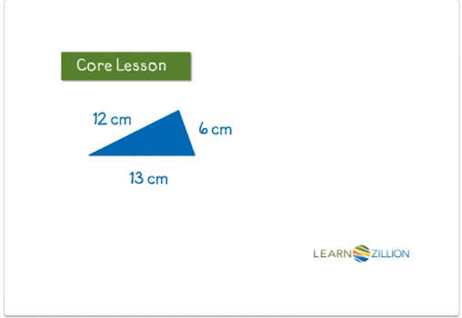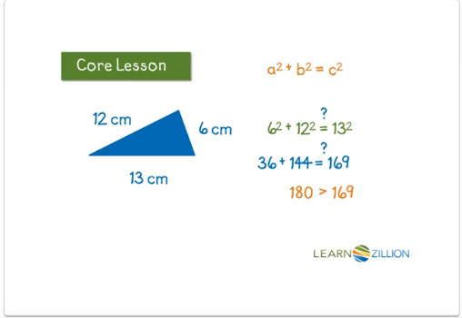Let's try this third triangle. So once again, I'm going to write the Pythagorean theorem, and I'm going to identify which side is the hypotenuse, which here is 13. And write our side values into the Pythagorean theorem. So 6 squared plus 12 squared, does that equal 13 squared? Does 36 plus 144 equal 169? And no, 180 is greater than 169. So this is different. Now, the legs squared are larger than the hypotenuse squared. So when you have something like this, you know that it's going to be an acute triangle.